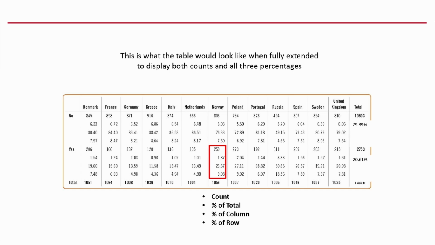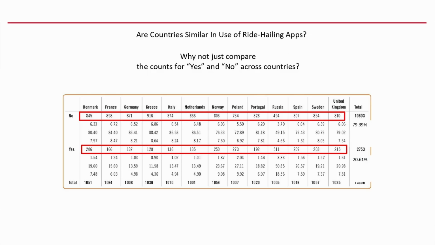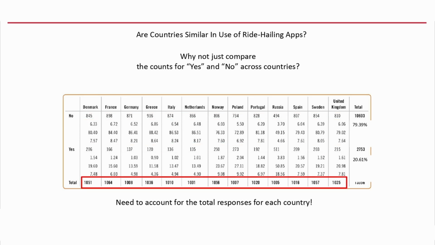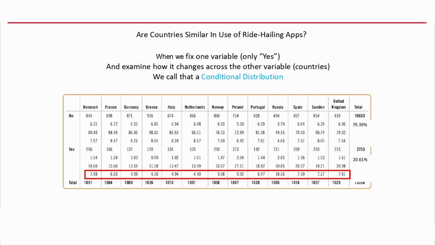One question that we could answer using a table like this is seeing if countries are similar in how they use these apps. So do these countries have similar percents of yes and no? Now, although you might be tempted to just compare the counts of yeses and nos across the countries, that isn't necessarily a fair comparison. The reason is that if these countries have a different number of people, then you aren't comparing apples to apples. In order to make the comparison fair, we'll use percents instead. We'll look at the percent of yes and no for each country.